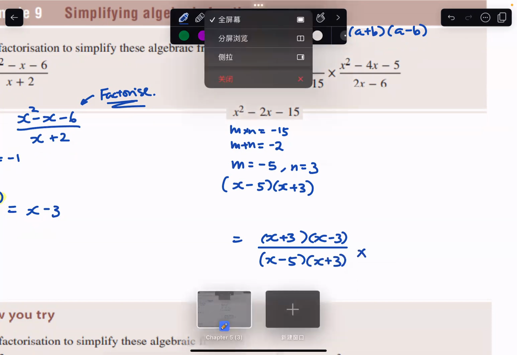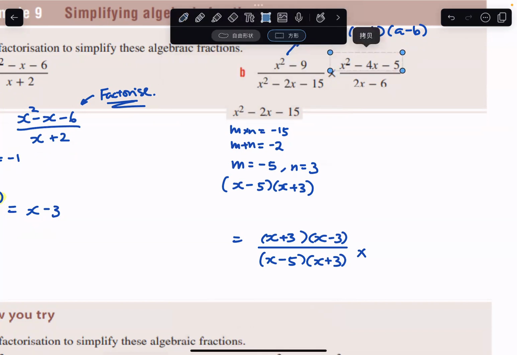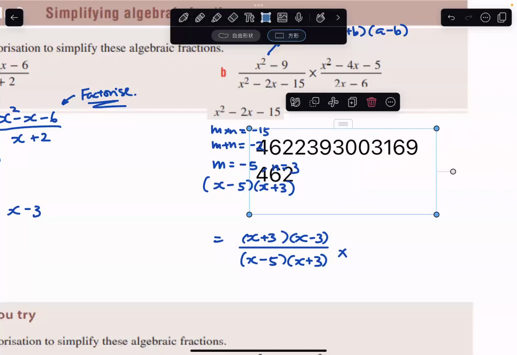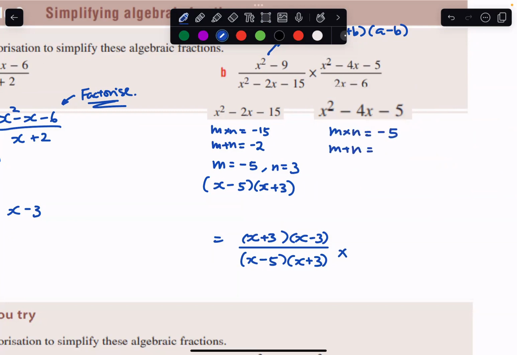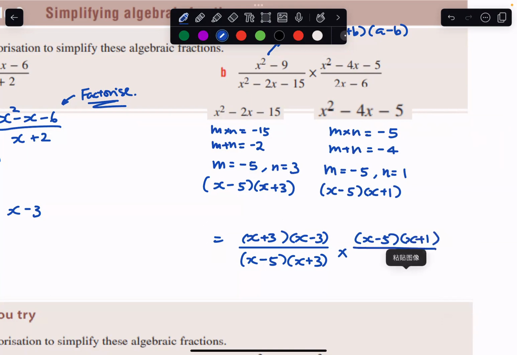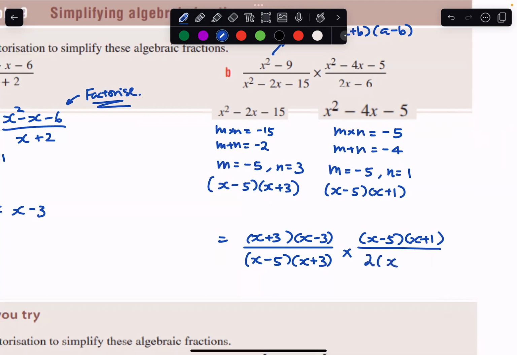Second one, we're going to do the same thing. M times n equals negative 5, m plus n equals negative 4. We can do m equals negative 5, n equals 1. So this one equals x minus 5 times x plus 1. So we put x minus 5 times x plus 1 on top. And then the bottom one, 2x minus 6. This one we can take out the common factor, so that one equals 2 bracket x minus 3.